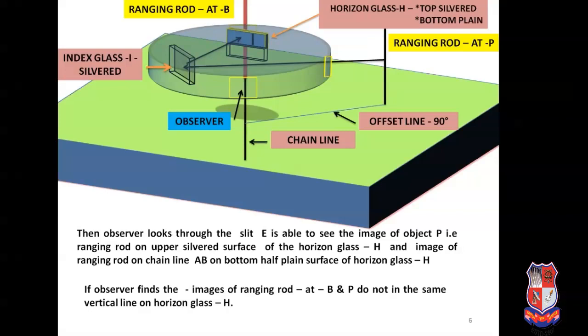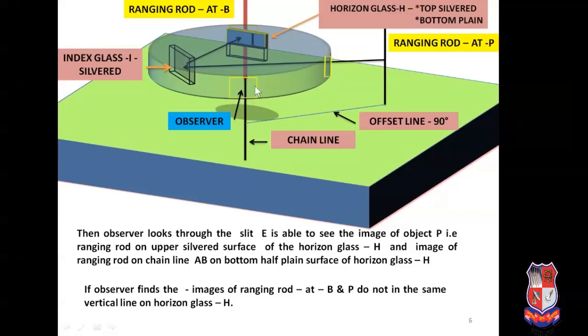Then the observer is looking through the slit E. Now you can see here, this is the slit E through which the observer is looking, and this is the edge of the glass on the line of slit E and F. Now the observer looking through the slit E is able to see the image of the object P, that is the ranging rod, on the upper silver surface of the horizon glass edge.